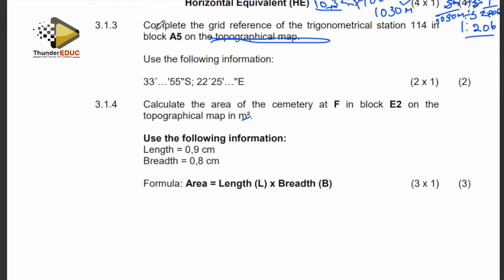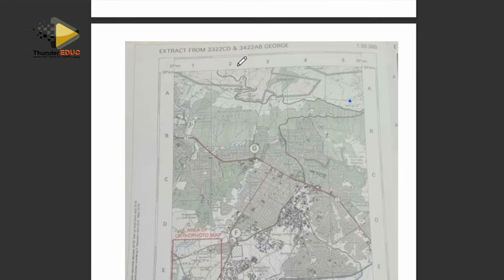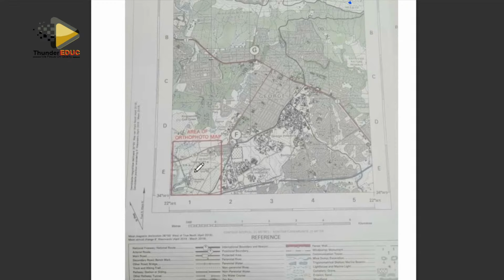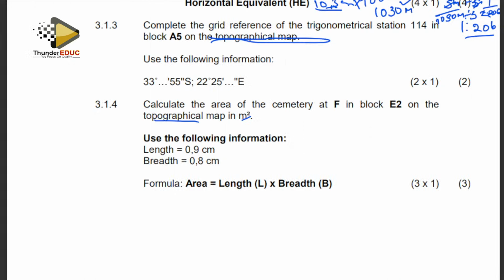On which map do they tell us? Topographic map, right? Topographic map E2. So the cemetery is here. That is good. The cemetery is this one, F. So they want us to calculate the area of this. Remember, I told you that when you're calculating area, they have given us the measurements, so we don't need to measure anything.